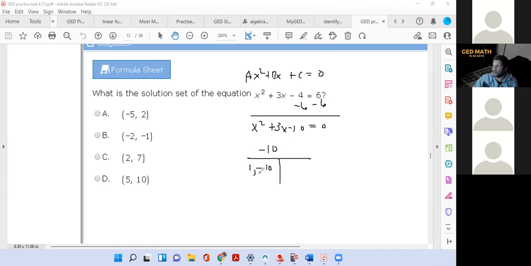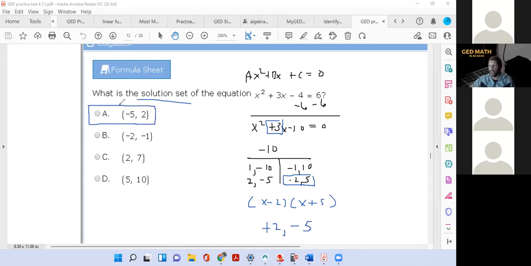Now I'm gonna factor c because my a is 1. So I'm gonna factor c, which is minus 10. I got 1 and minus 10, 2 and minus 5, minus 1 and 10, minus 2 and 5. My third step is to find which pair is going to give me b. My b is plus 3. So 5 minus 2 is 3. So the factors will be x minus 2, x plus 5. To find my solutions, I got to find my zeros, which is the opposite. So plus 2 and minus 5. Okay. That's how they want you to solve it algebraically. And if you look at my YouTube videos, I'll explain how to do it algebraically.